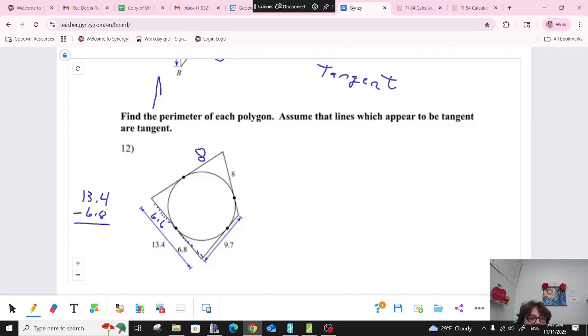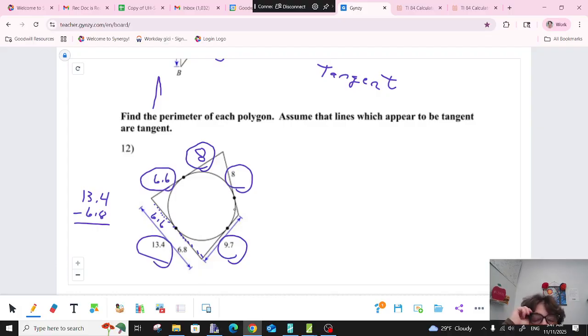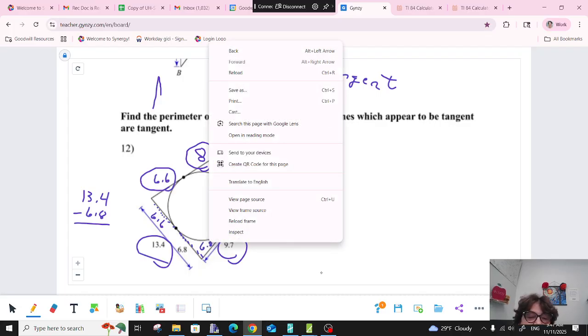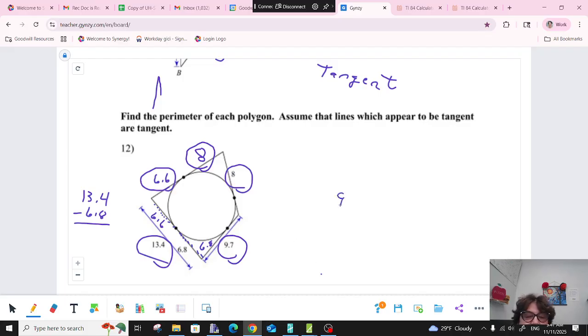And so then what's this piece over here? 6.6. Now you add the outsides. Add all of those. You would not add the 6.6. Am I missing something? Oh, we are missing a little piece here. Okay. If this is 6.8, this is also 6.8. So subtract these two. What's 9.7 minus 6.8? So this little piece is 2.9. So this piece over here is 2.9. Thank you for your good eyes. I missed that little piece.